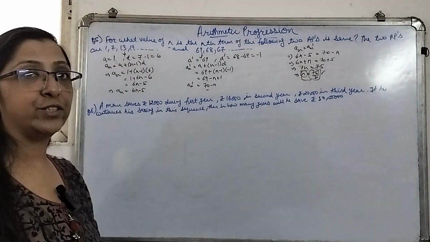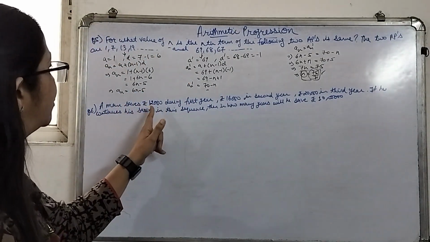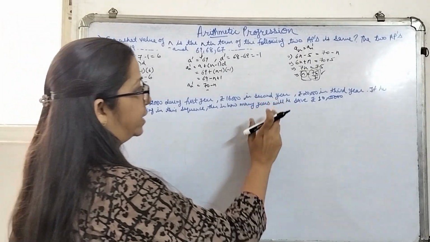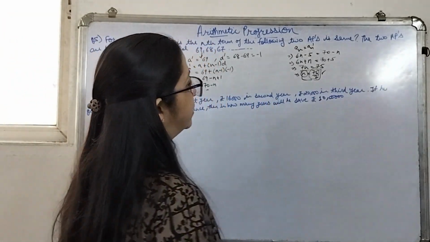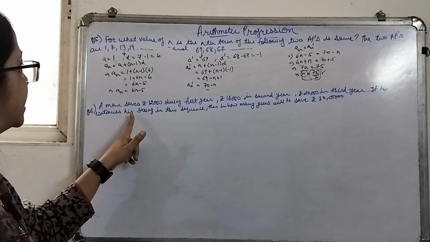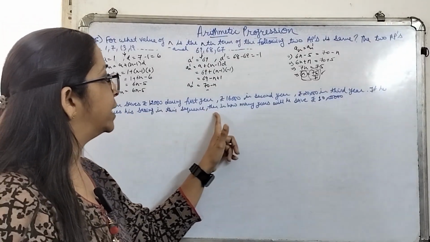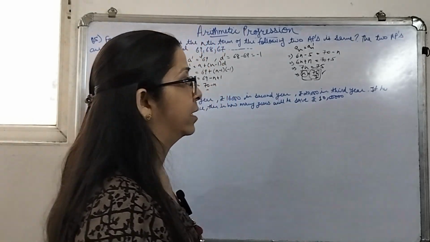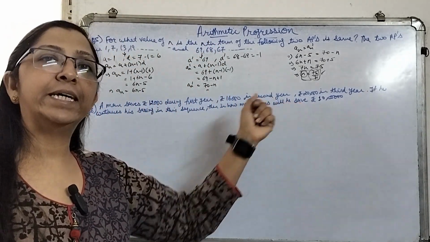Now see the next question. A man saves rupees 12,000 during the first year, 16,000 in the second year and 20,000 in the third year. If he continues his saving in this sequence, then in how many years will he save rupees 10 lakh? In how many years will he be saving 10 lakh rupees?